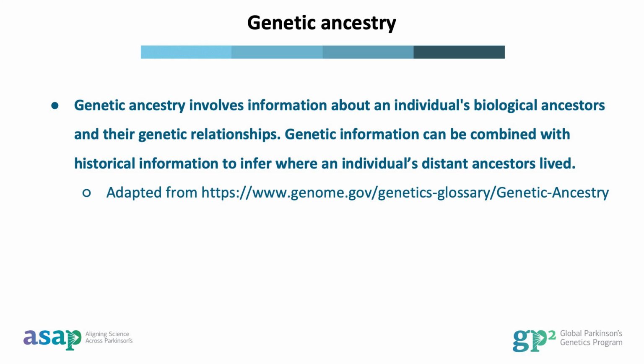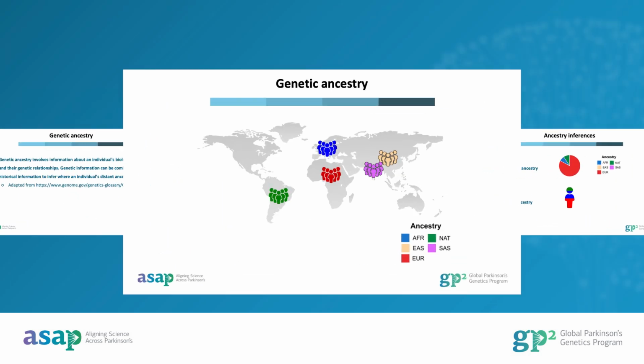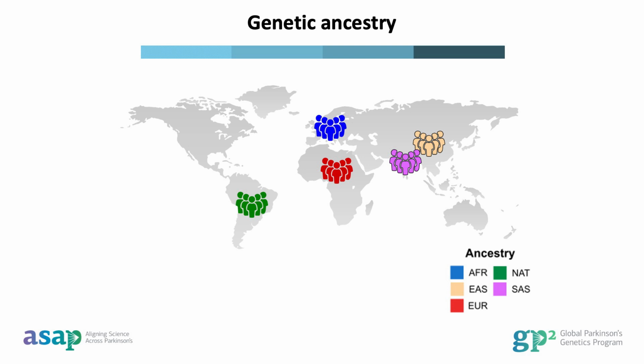According to the NIH website, genetic ancestry refers to information about the people that an individual is biologically descended from, including their genetic relationships. Genetic information can be combined with historical information to infer where an individual's distant ancestors lived. Using the genetic data from reference populations that works as a proxy to the ancestral population that may be one of the origins of the studied population, it is possible to infer what is the ancestry of an individual or population.